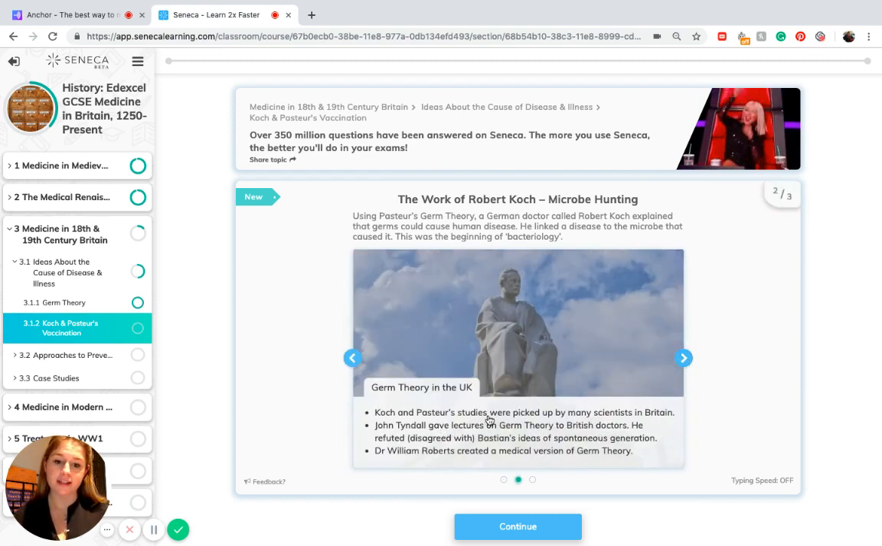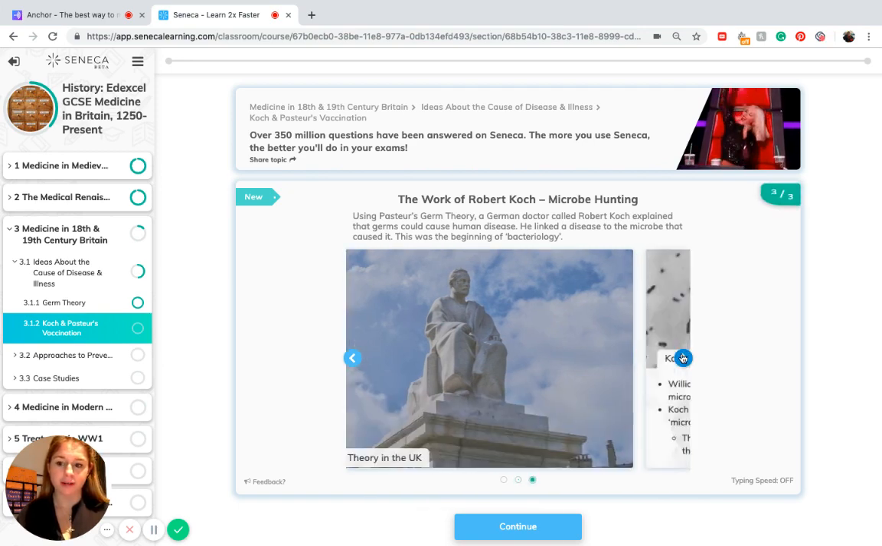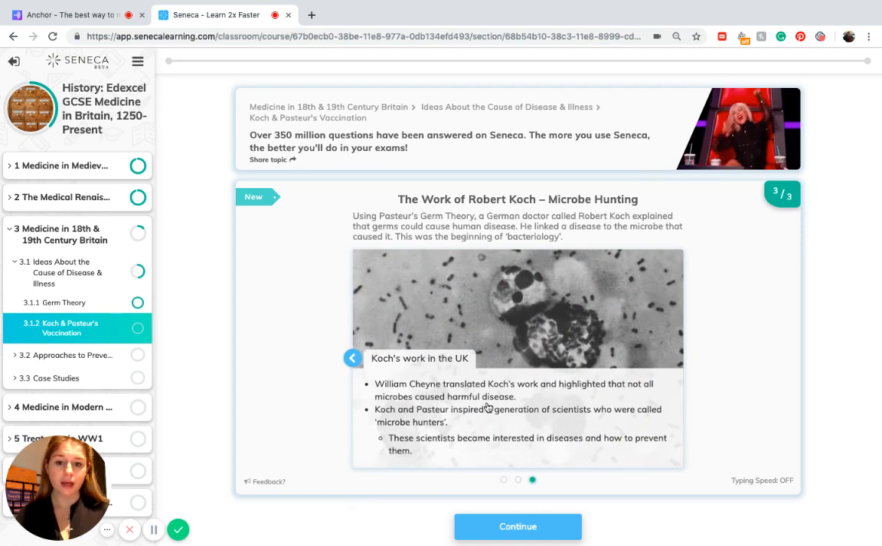Koch and Pasteur's studies were picked up by many scientists in Britain. John Tyndall gave lectures on germ theory to British doctors. He refuted, or disagreed with, Bastian's ideas of spontaneous generation. Dr. William Roberts created a medical version of germ theory. William Cheyne translated Koch's work and highlighted that not all microbes caused harmful disease.